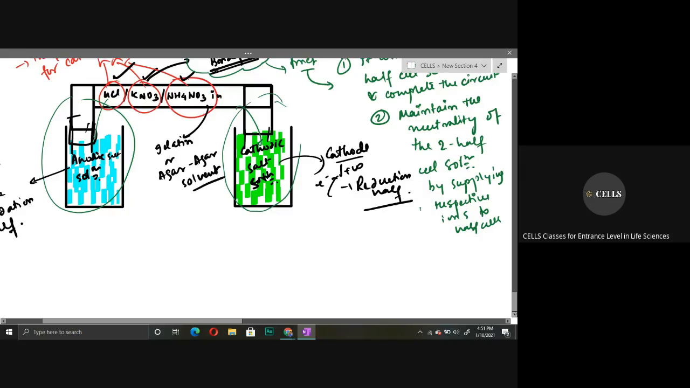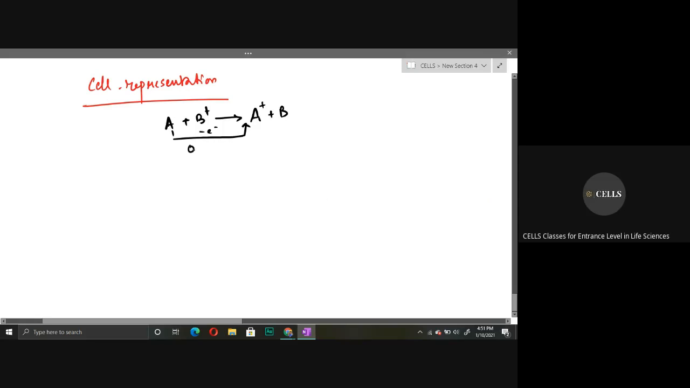Now let's move on to how the cell representation is done. So now we'll study the cell representation. First of all, suppose you have a reaction A to A plus, B plus to B. A to A plus is minus electron, and minus electron means oxidation. B plus to B, plus electron, means reduction.